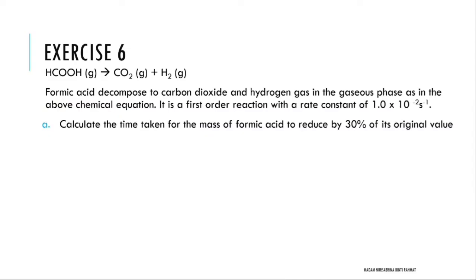In this question it states that the decomposition of formic acid to form carbon dioxide and hydrogen gas is a first order reaction with a rate constant. The given unit for your rate constant is per second, so that confirms that this reaction is first order. The question asks you to calculate the time taken for the mass of formic acid to reduce by 30% of its original value.